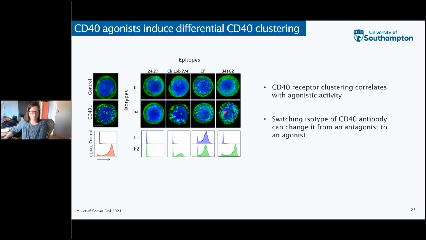So interestingly, also this superagonist, this 341G2, which is the most agonistic anti-CD40 antibody, develops these clusters that are rod-shaped, and this was not observed with any of the other agonists investigated across all the different TNFRs.